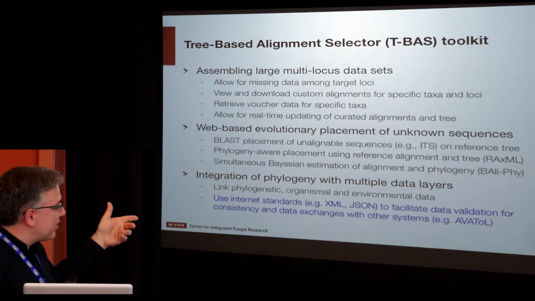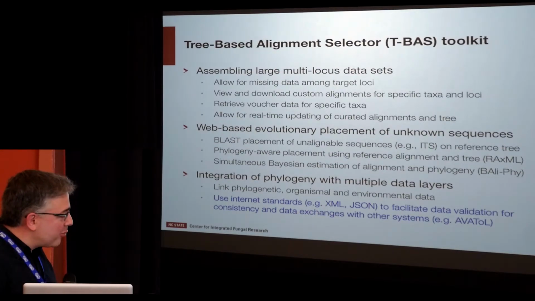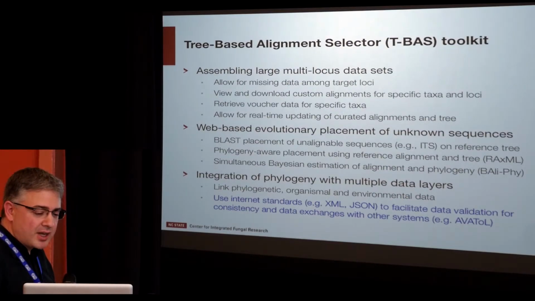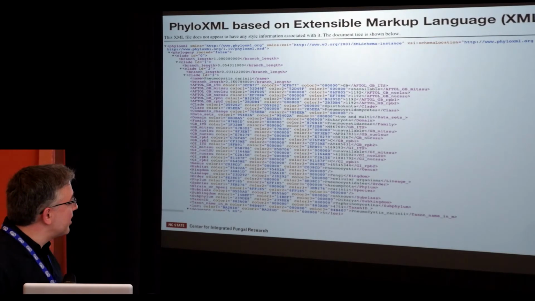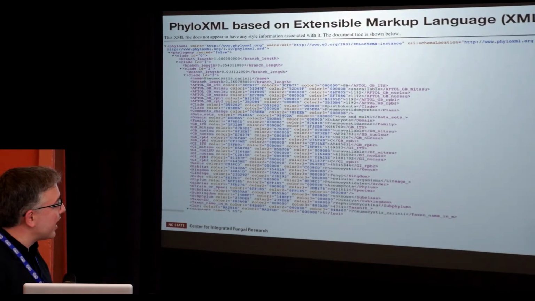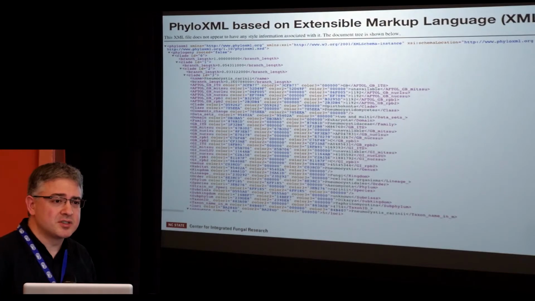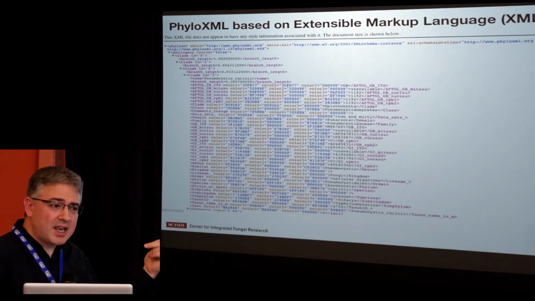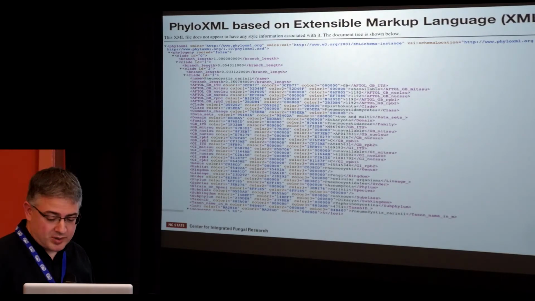This is key. We want to use internet standards, XML and JSON, to really help with our data validation, but also to facilitate the data exchange with other systems. And here, for example, you want to be able to share resources and share information. And the way we do it, we use PhyloXML. This is extensible markup language. I don't know if you're familiar with this, but this is an internet standard. This is something that's very commonly used. And this allows us to actually export our data and use it in other systems, and we have the potential to import other XML data into our tool.